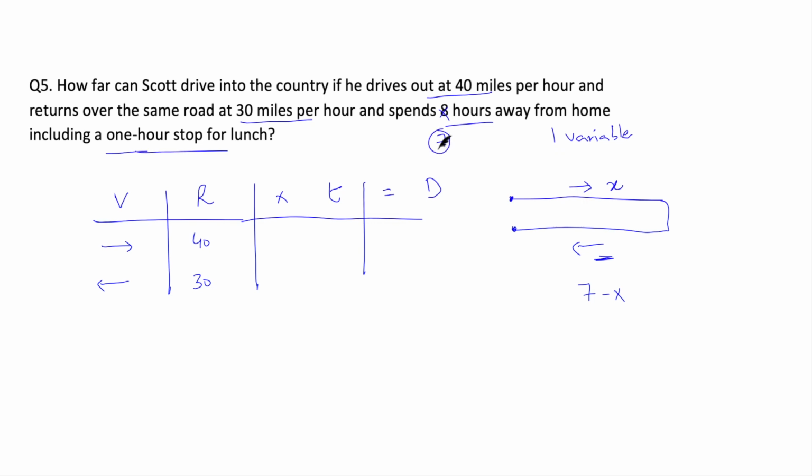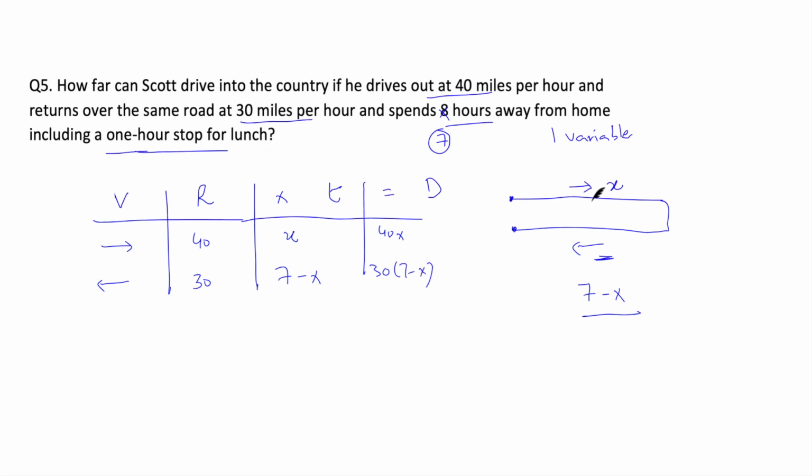This is the 7. And if the time that he took while traveling into the country is x, then the time that he came back while traveling out of the country should be 7 minus x. Very simple. You just subtract this from the total. So this is x and this is 7 minus x. Now you calculate the distance. This will be 40x and this will be 30 into 7 minus x.